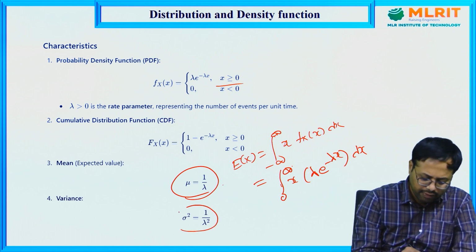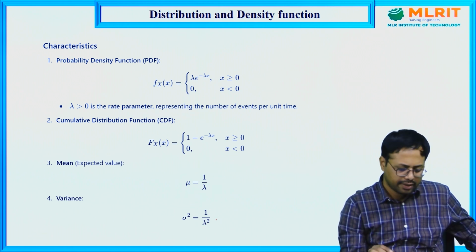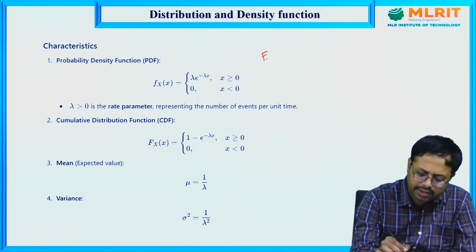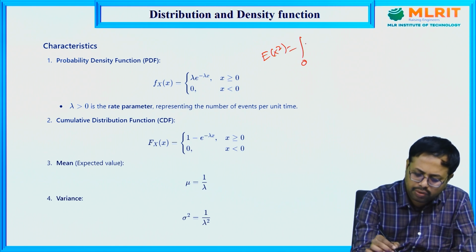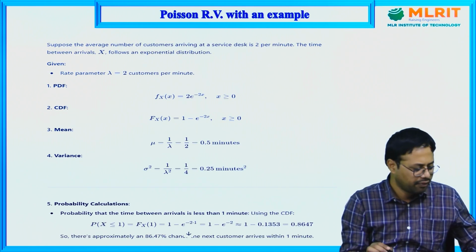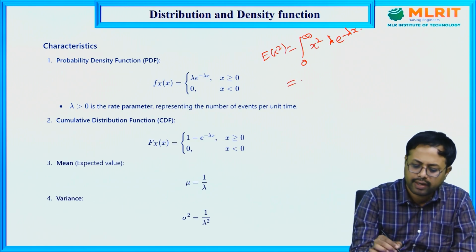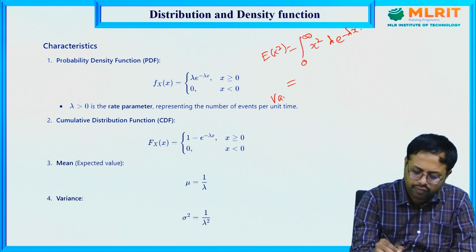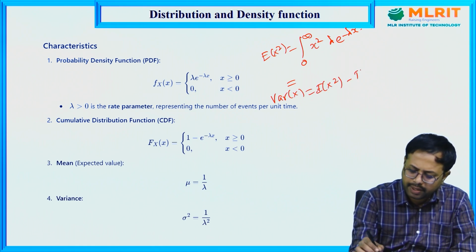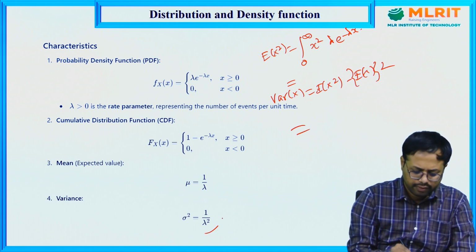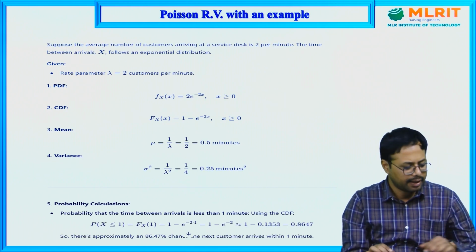And this is the variance. How can we calculate variance? You know it. First, if you know the calculation of mean, then we have to go for the mean square value, which is again 0 to infinity x square into lambda into e power minus lambda x. If you simplify this, you will get the mean square value. Then variance of x is equal to mean square minus square of mean. Then you will get the variance, which is 1 by lambda square.